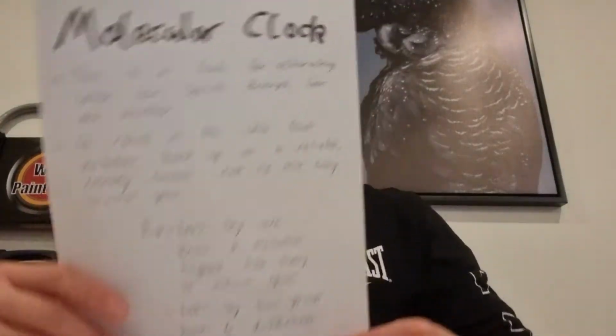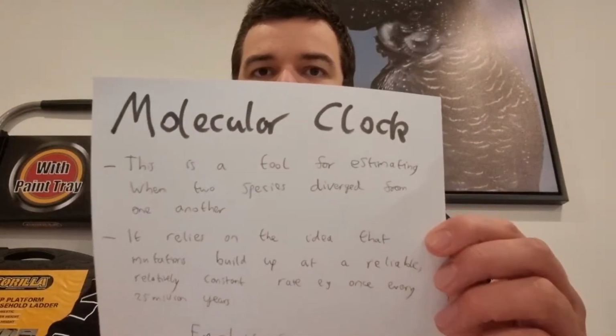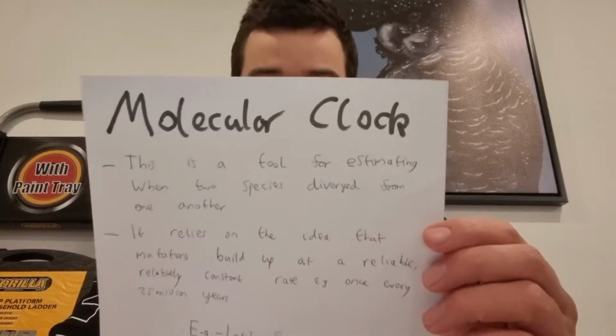Okay, so we're going to be looking at two things today. First of all, we're going to be looking at the molecular clock, which is a way using DNA that we can work out when two species diverged. Diverged meaning they split into two separate groups. So, as I said there, that's what it's for. It's a tool used to estimate when one species diverged from another.